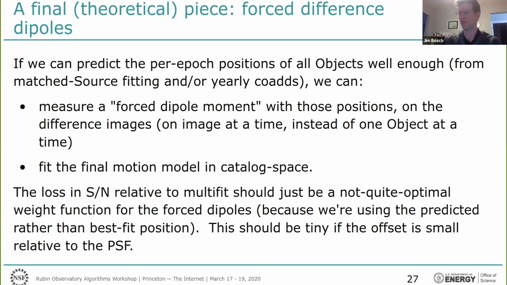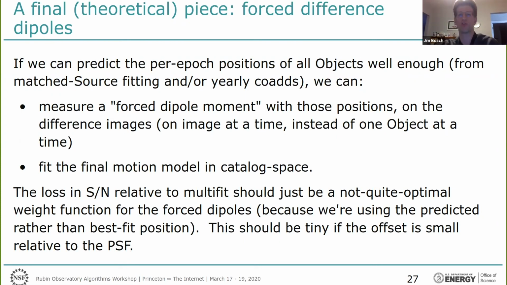You can imagine if we're able to predict positions well enough that these forced dipole moments are on objects whose true positions are much less than a PSF width away, then those measurements are going to be very close to the match filter you would get by using their true positions with what we know about the PSF on the difference images. And I think that's going to be generally true for all but a tiny fraction of objects that probably move too fast and are too faint to be able to be detected on even our yearly coadds.